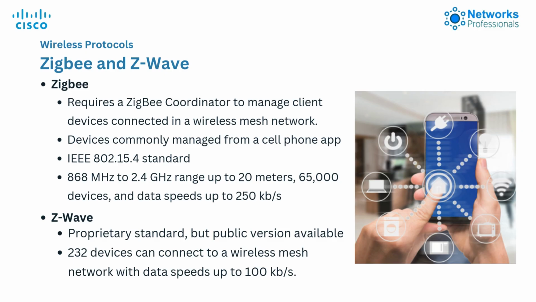Z-Wave. Standard: proprietary protocol, developed by the Z-Wave Alliance, but a public version is available. Network type: also uses a mesh network. Device capacity: supports up to 232 devices per network. Frequency range: operates around 800 to 900 MHz, depending on region. Speed: up to 100 kilobits per second. Range: typically 30 to 100 meters, better wall penetration than Zigbee due to lower frequency. Use cases: home automation, lights, locks, alarms, sensors.